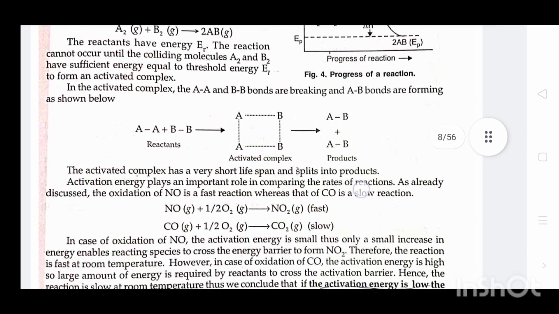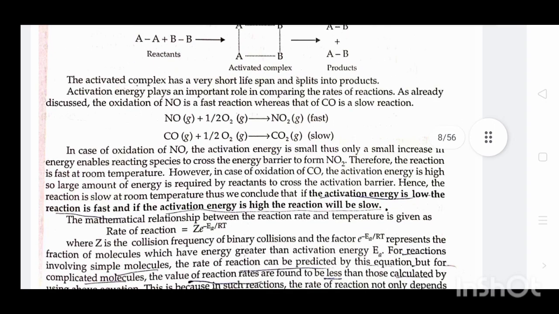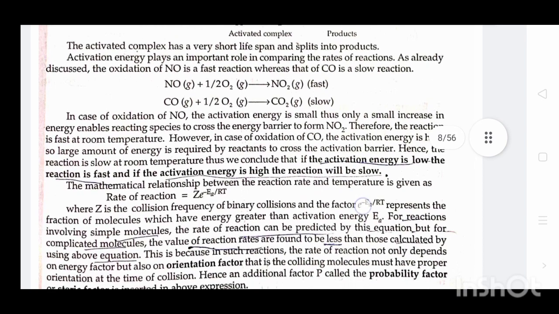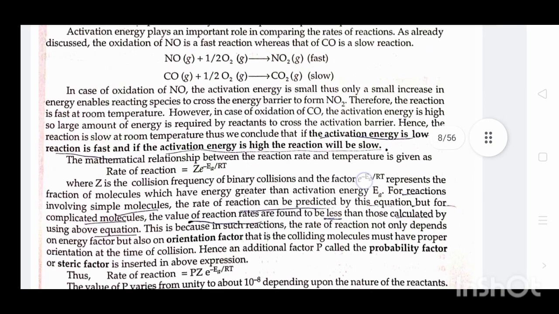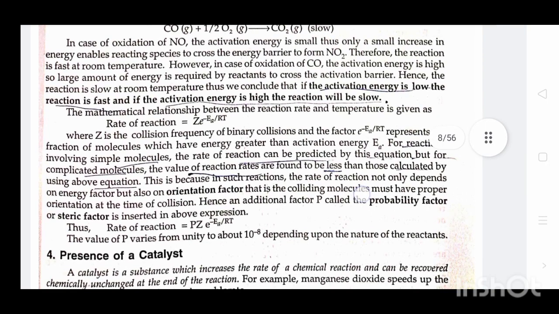The activated complex has a very short lifespan and splits into the products. In case of oxidation of NO, the activation energy is small, and thus only a small increase in energy enables reacting species to cross the energy barrier to form NO2. Therefore, the reaction is fast. In other cases, a large amount of energy is required by reactants to cross the activation barrier. Hence, the reaction is slow at room temperature. Thus, we conclude that if activation energy is low, the reaction is fast. If the activation energy is high, the reaction will be slow.